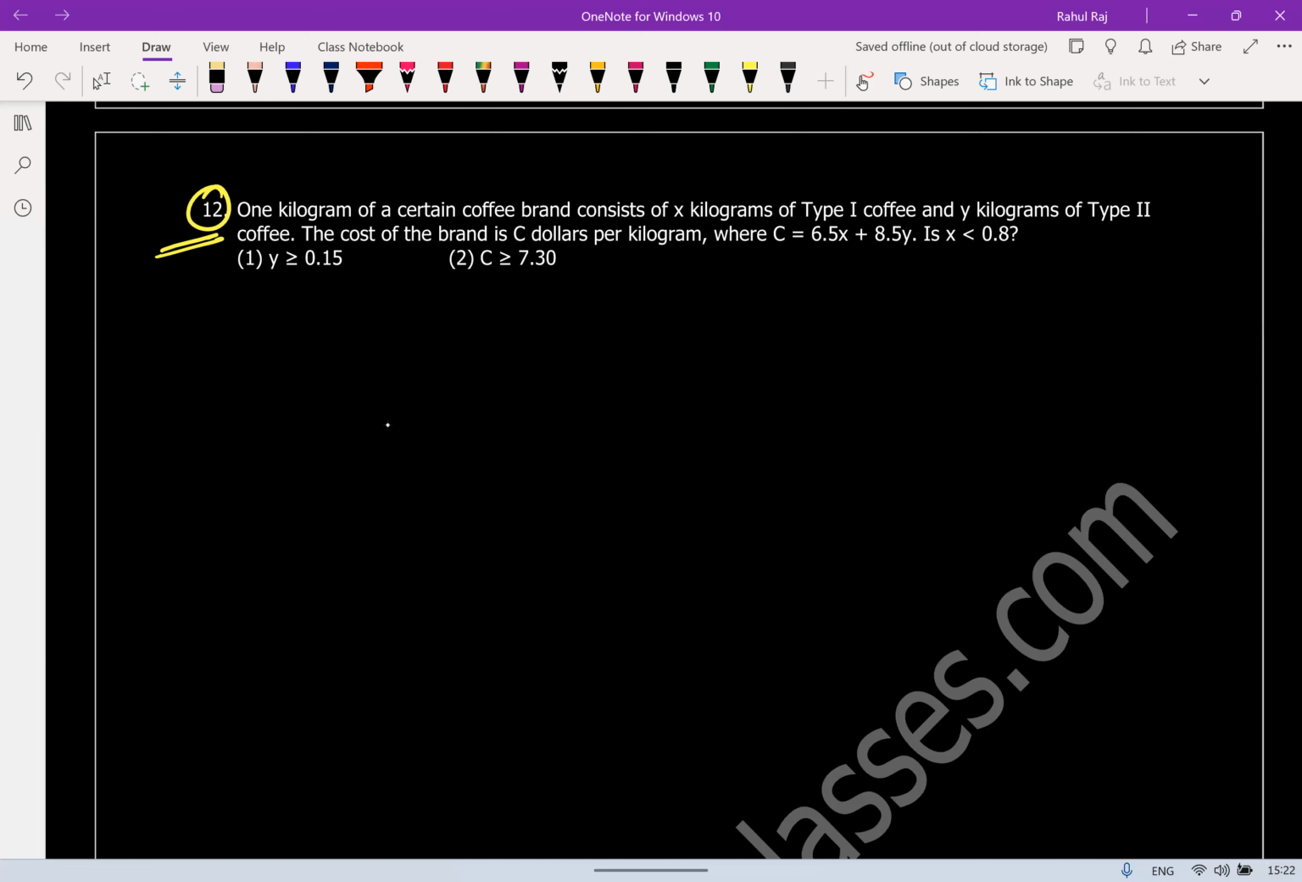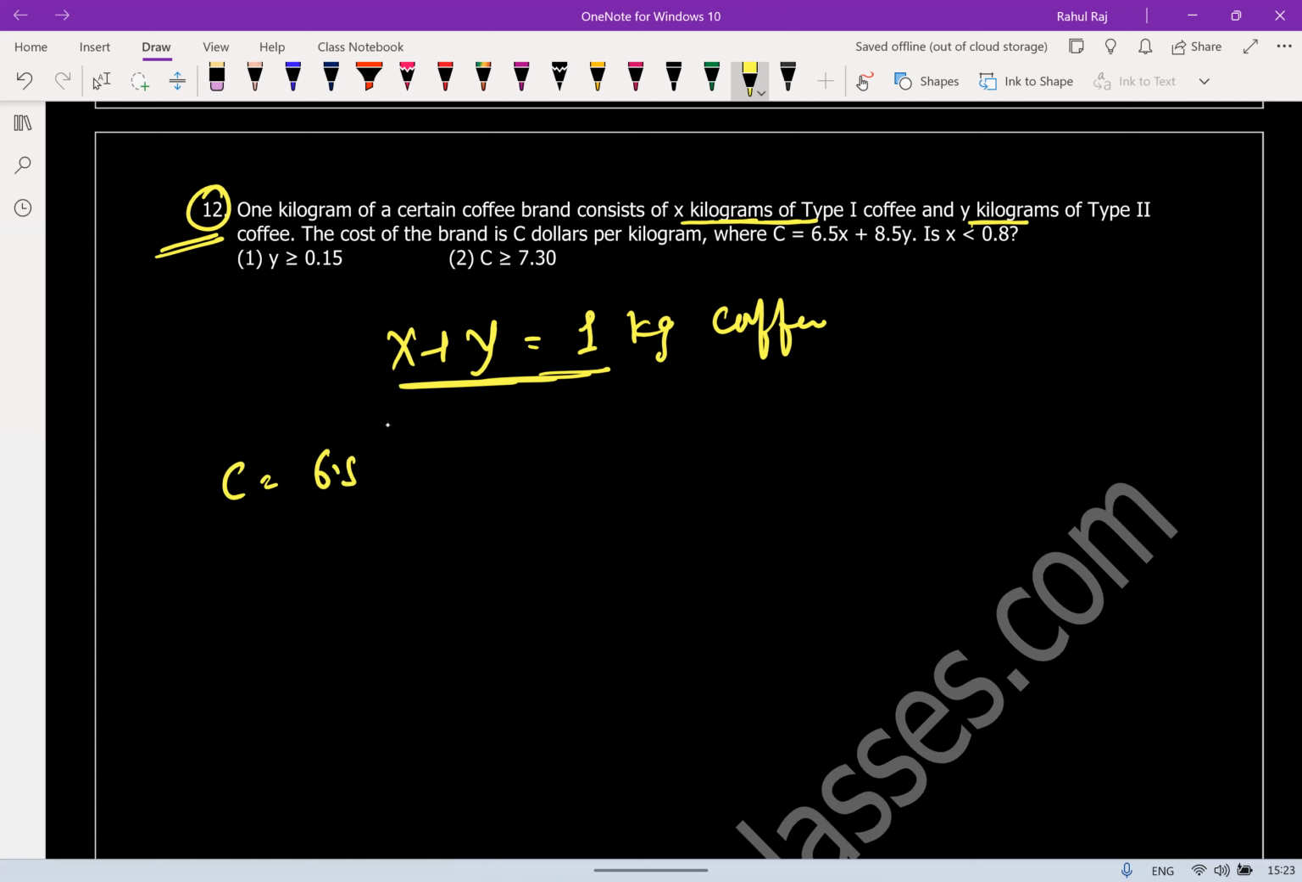Check here. It says that 1 kilogram of a certain coffee consists of X kilogram of type 1 and Y kilogram of type 2. It means X plus Y is 1 kg of coffee. That's it. This is the information given to me in the question, stated in words. Now it says the cost of the brand is $C per kilogram, where C is equal to 6.5x plus 8.5y. And the question being asked is, is x less than 0.8?